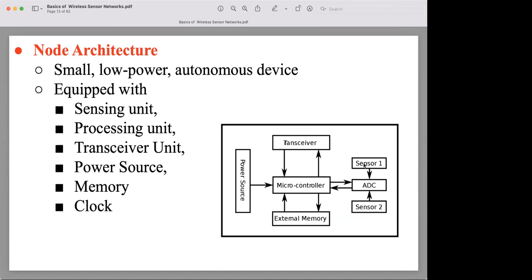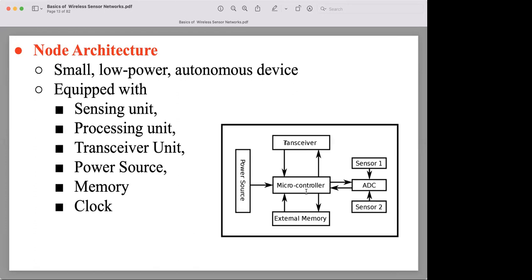So the sensing unit has the sensors and ADC, analog to digital converter, and other units. The sensors collect the sensory data and transfer it to the controller. The controller does some processing and uses the communication or transmission unit to transmit this data to the others. Of course, the power source is required, such as the battery and other things. Sometimes there are solar cells or solar batteries. So the solar plate and other things are also part of the power source unit.